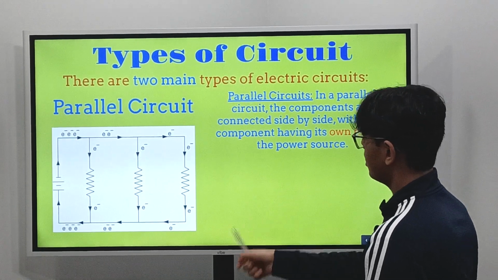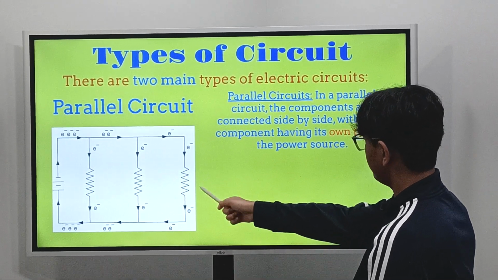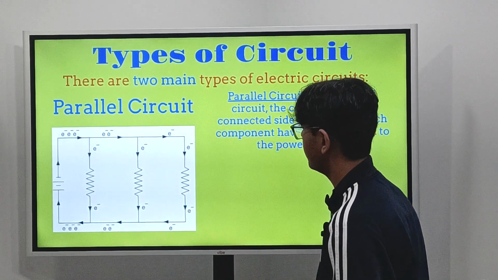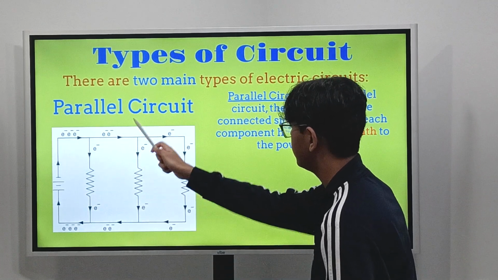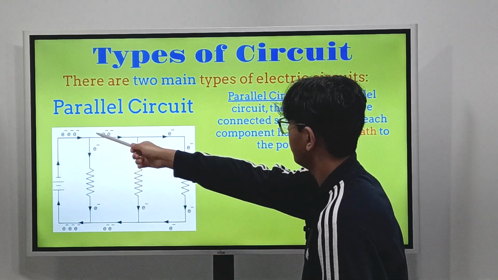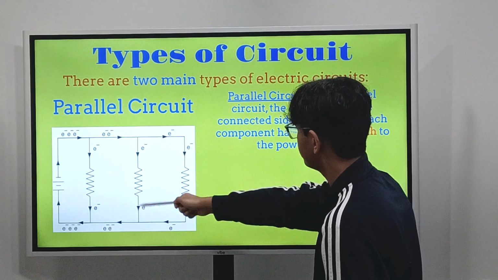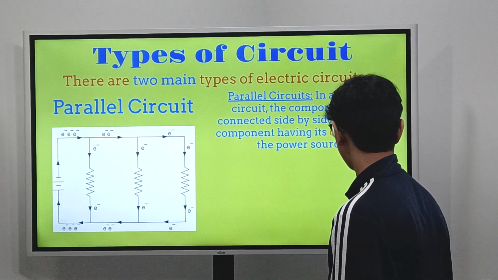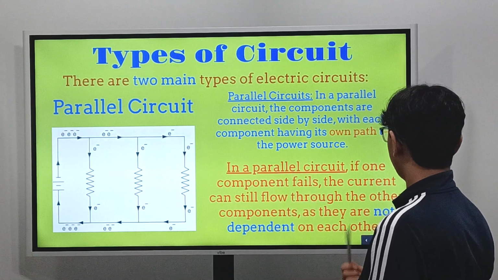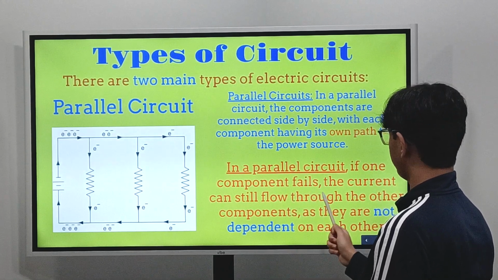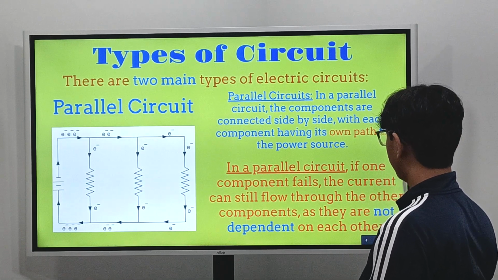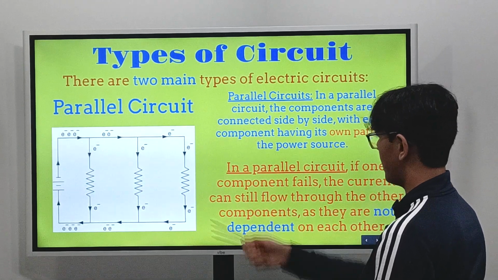So we can see here that every single one of these has its own separate path compared to the series circuit. In the series circuit, we had everything in one continuous path, but here in the parallel circuit, we have the battery source here. We go up, and then each single one of these loads has its own single path. And what is the advantage of this? In a parallel circuit, the advantage is that if one component fails, the current can still flow through the other components, as they are not dependent on each other.